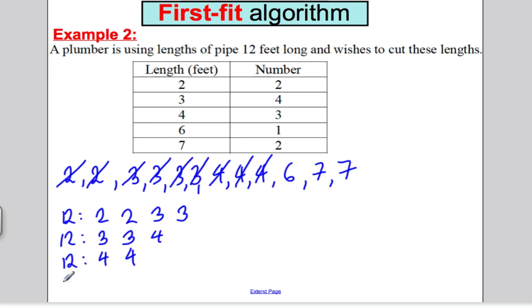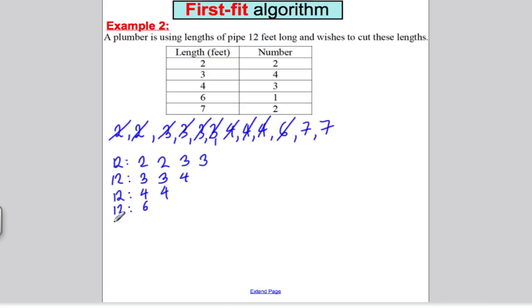6 could not go there. It would make it too big. So the 6 would have to go here. 7 could not go in it, okay, because that would make it 13. So there would be a 7 here, and the other one would be a 7 here. Okay, so here's our solution with the first fit algorithm.